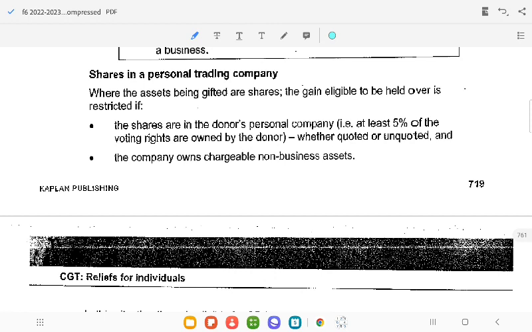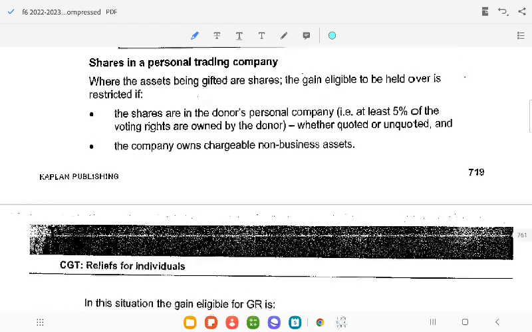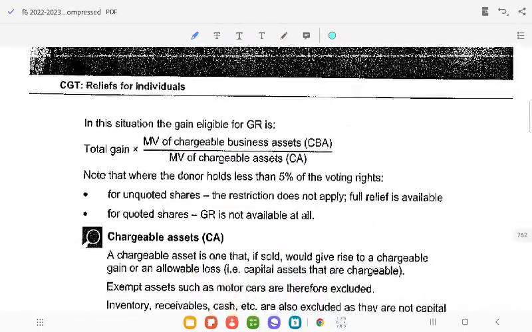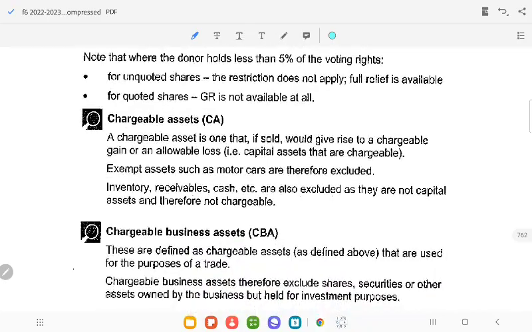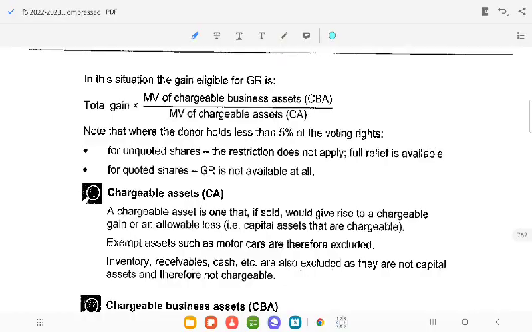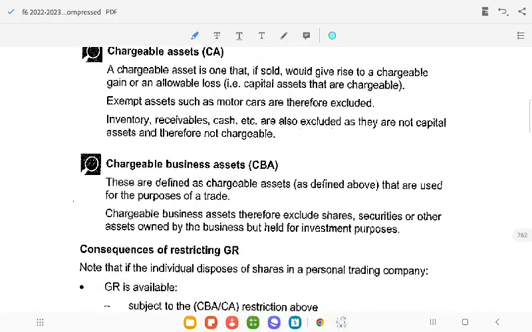Shares in a personal trading company: where the shares are gifted, the gain eligible to be held over is restricted if the shares are the donor's personal company, whether quoted or not, and the company owns chargeable non-business assets. So in this situation, GR, meaning gift relief, is available on total gain multiplied by the market value of chargeable business assets divided by the market value of chargeable assets. The difference between chargeable assets and chargeable business assets is that chargeable assets include shares while chargeable business assets don't include shares.